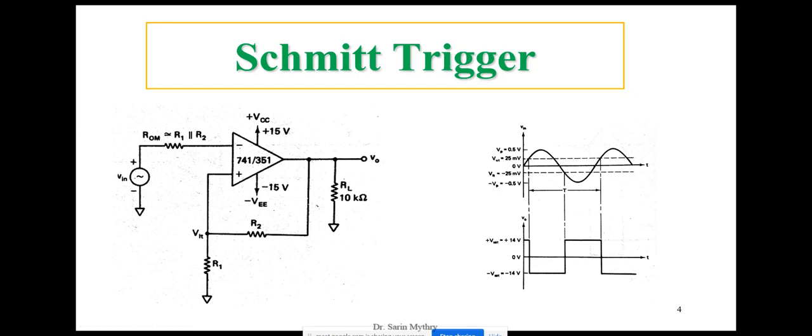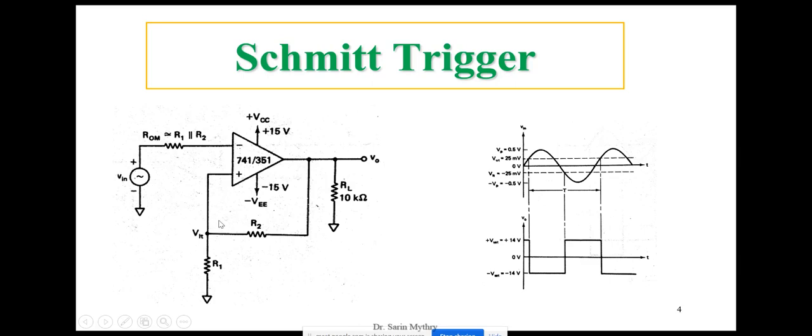Now you can see here there is another circuit, R1 and R2. What are these two resistors? These two resistors are acting as a voltage divider. The voltage across this R1 is fed back into this particular op amp which is acting as a Schmitt trigger.